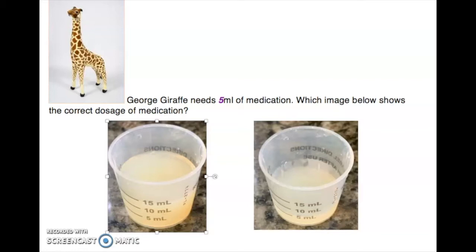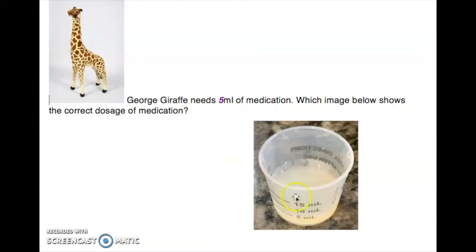Can you point to the one that has the medication coming up to the line that has the 5 next to it? That's right, it's this one. What number is this one up until? 15. That's right. So we don't need this one. This is the correct medication for George. Great job.